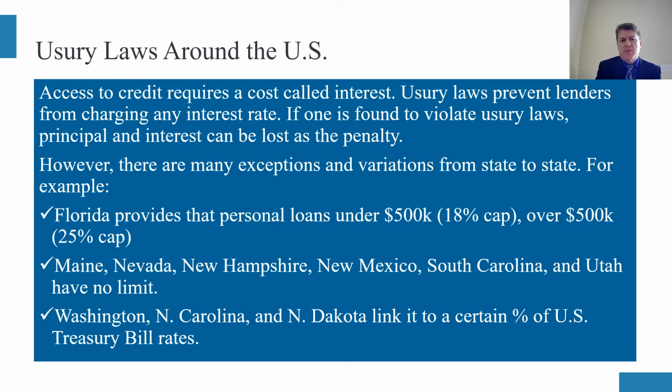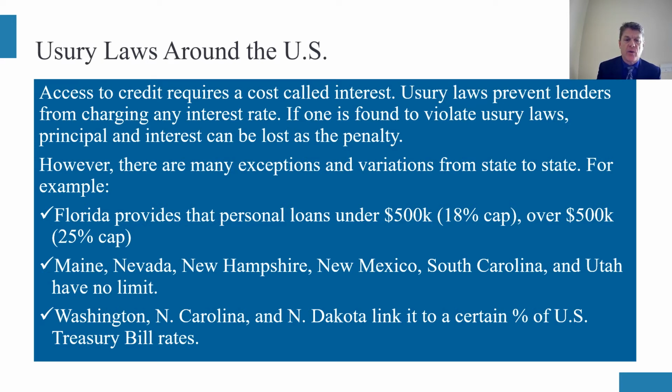So usury laws around the U.S. fluctuate greatly. Florida, for example, if we're talking about personal loans, there is an 18% cap on interest if interest is stated in the loan documentation for up to $500,000. If you're loaning someone a personal loan that's over $500,000, then the cap is 25%. There's no limit in Maine, Nevada, New Hampshire, New Mexico, South Carolina, and Utah.